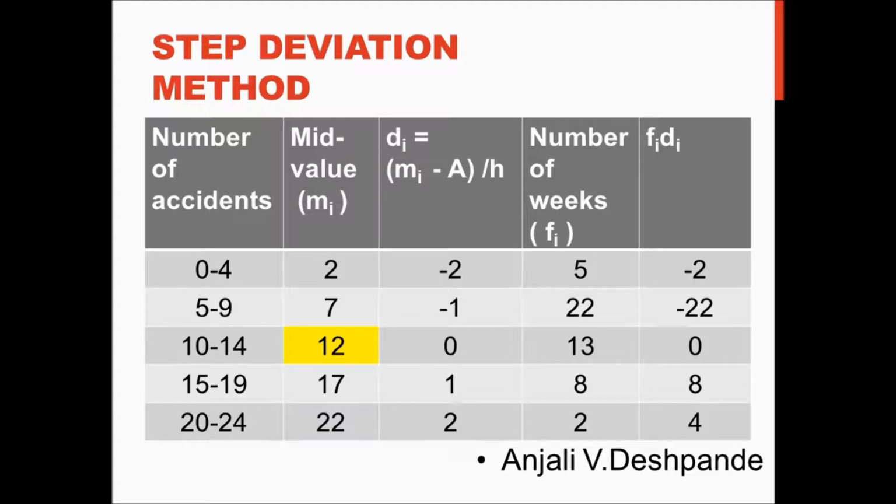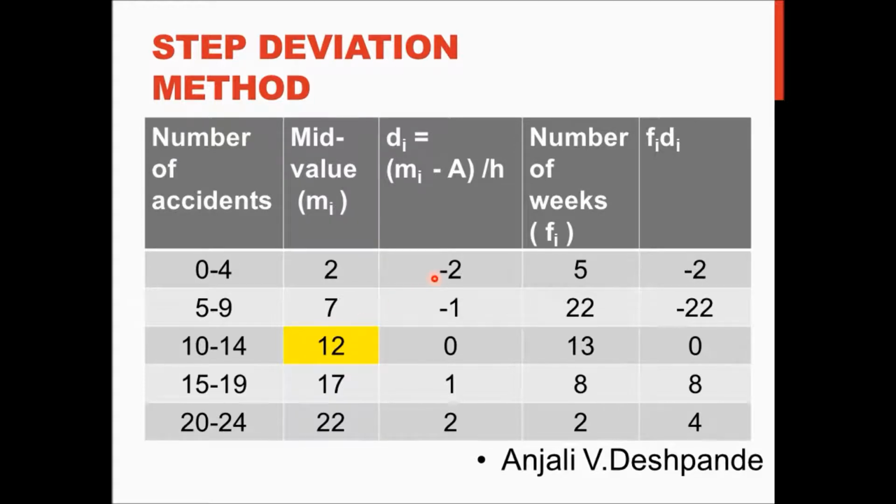So now we have got this data. Here the number of accidents is given. Then this is the mid value, like was discussed earlier. And this is the new thing: here we are calculating the deviation. So how is this deviation calculated? It is the midpoint minus a, divided by h, where a is the assumed mean. This assumed mean has to be taken from this particular data set, and preferably it has to be the central value. In this particular case, the central value is 12.